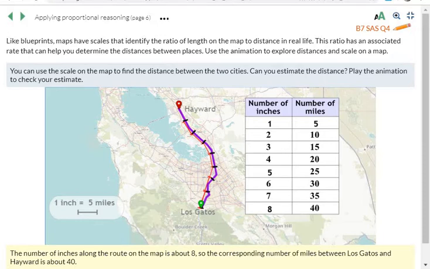So you can take some time, fill in your table. So did I travel 8 inches? No. On the map I traveled 8 inches, but I really traveled 40 miles.